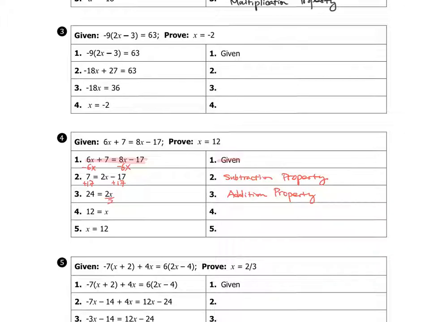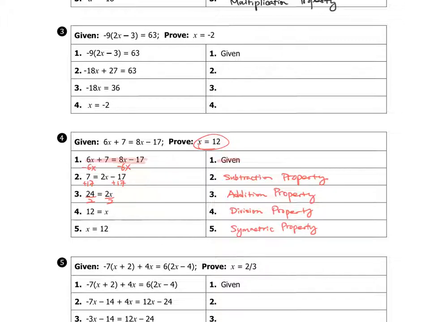Now I divide 2 on both sides. So that's obviously division property. I have 12 equals x, but I want to prove x equals 12. So I simply switch it. And when I switch it, that's symmetric property.